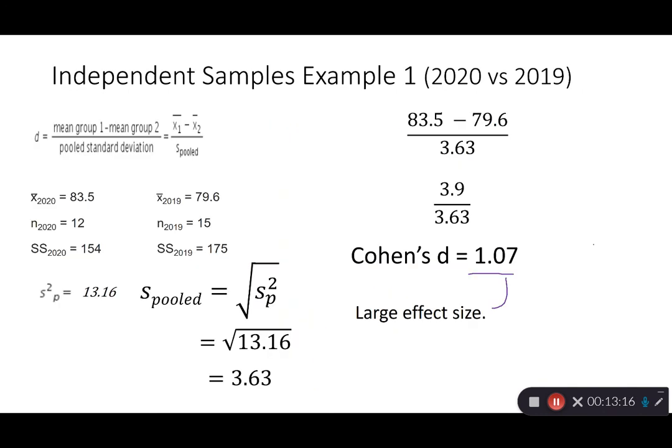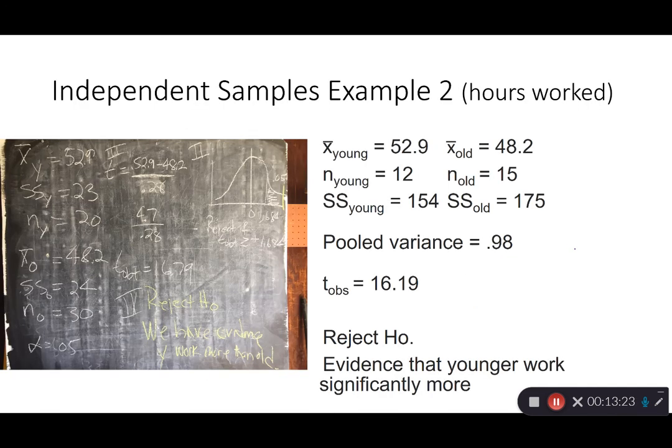Oh, by the way, this example was also discussed in the class questions from 423. The second example, the hours worked example, is from the video, and there's a screenshot from the class on 421. This is the ending example from the lecture on 421. Now, we did reject the null hypothesis for this, and we had evidence that the younger employees worked significantly more than the older employees, and there's the data all carried forward.